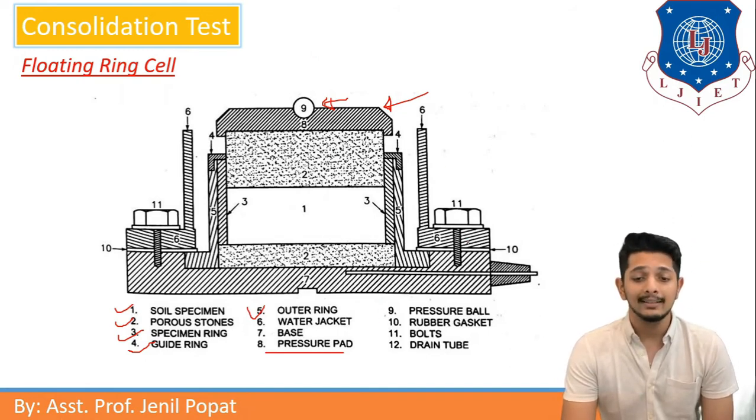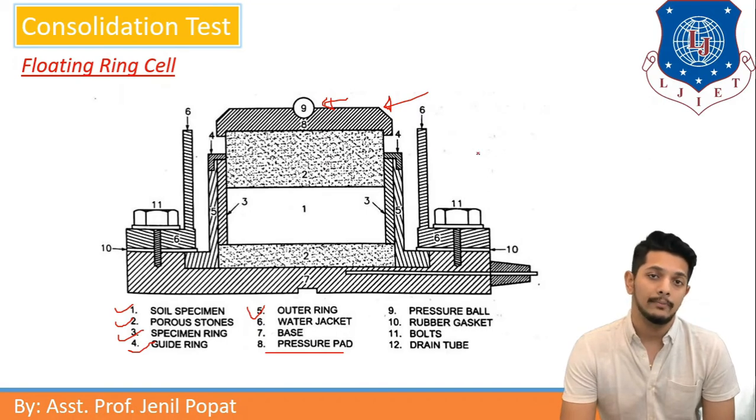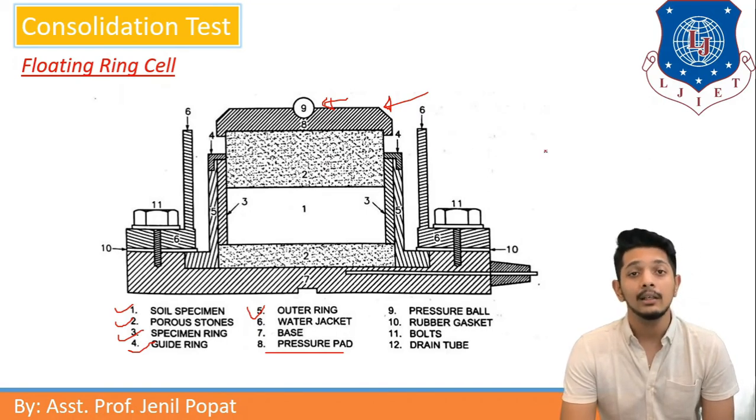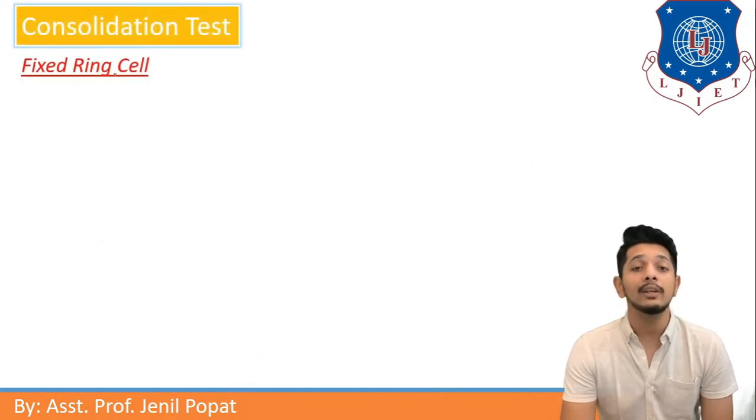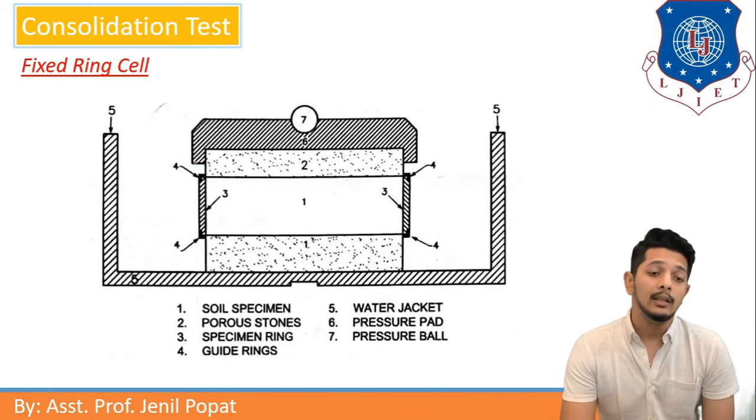Furthermore, rubber gaskets, bolts and drainage tubes are also provided in floating ring cells. But it is a floating ring cell because these rings are floating. Floatable rings are there. That is why it is a floating ring cell. Let us move further and see another type of cell, that is the fixed ring cell. Here you can see the figure of the fixed ring cell. Due to no floating arrangement, it is a fixed ring cell.